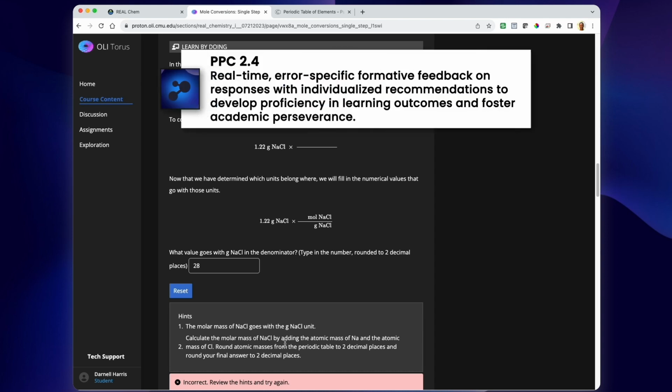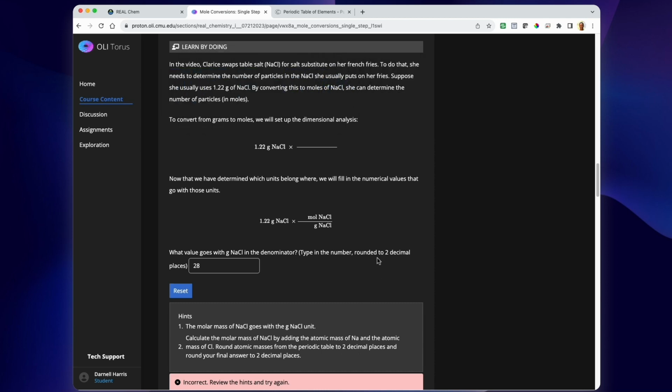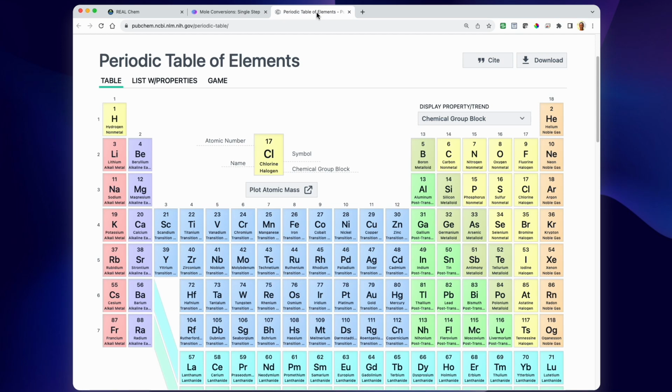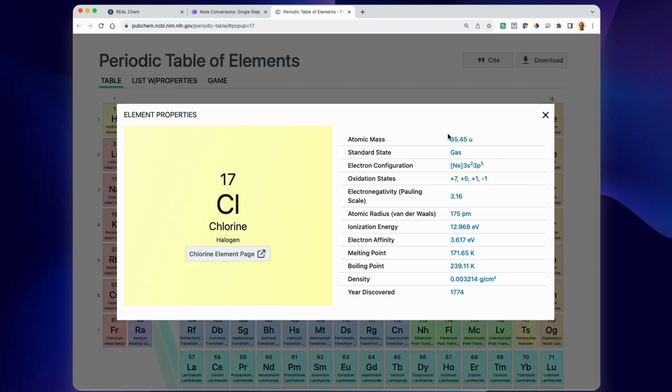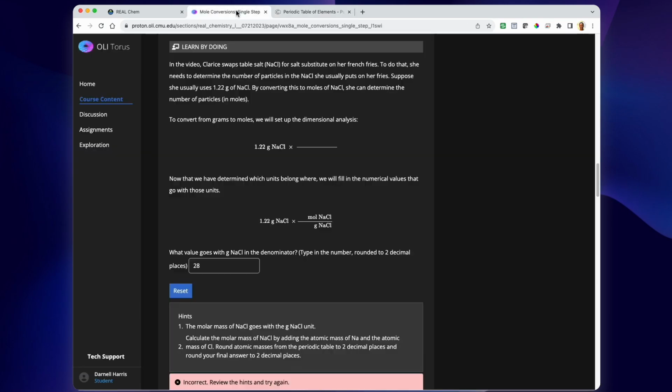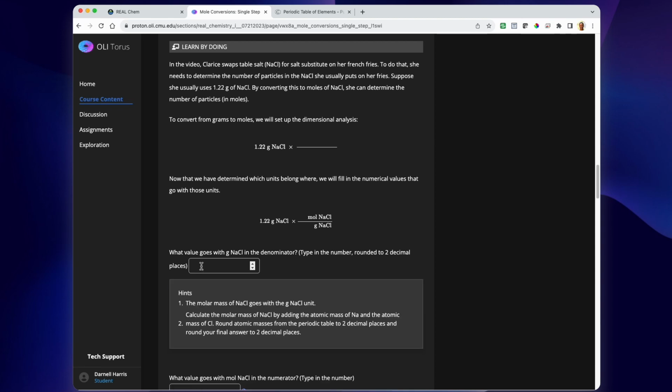It says calculate the molar mass of sodium chloride by adding the atomic mass of sodium and the atomic mass of chlorine. Isn't that what I did? Oh, the numbers I looked up weren't the atomic masses. They were the atomic numbers. I make that mistake all the time. The periodic table says the atomic mass of sodium is 22.99, and the atomic mass of chlorine is 35.45. So let me reset here. I'll put in 58.44. Let me try that.